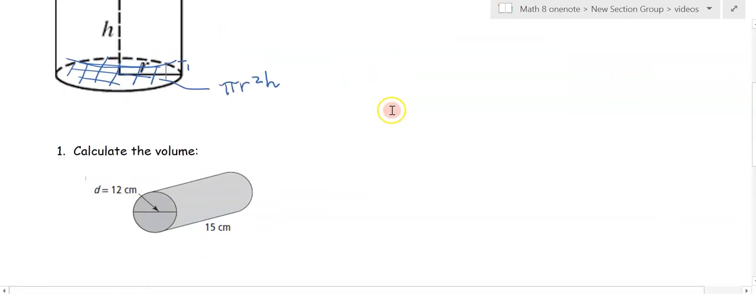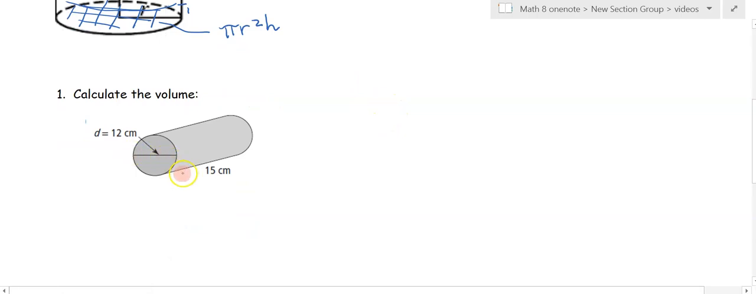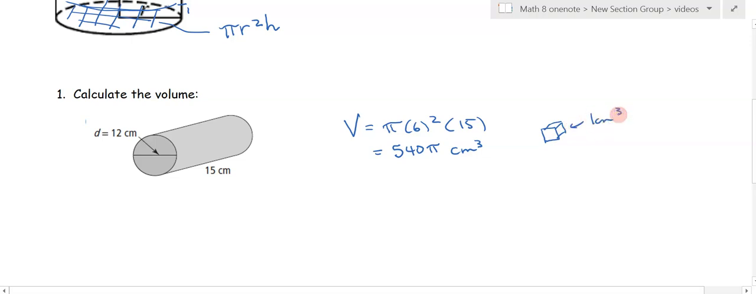If I was to give you a cylinder with a diameter of 12 and a length of 15, I would find the volume by taking the area of the base, pi r squared, multiplied by the height. Then I could calculate that. If I multiply 6 squared by 15, and I leave pi in the answer, this is the exact answer, 540 pi cubic centimeters, making sure we put the correct unit. The power of 3 on the volume just means 3-dimensional, that many cubic centimeters.